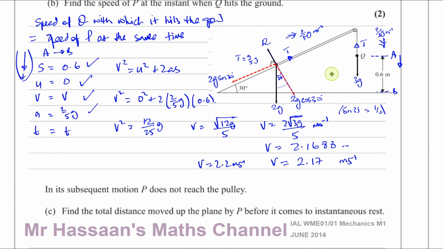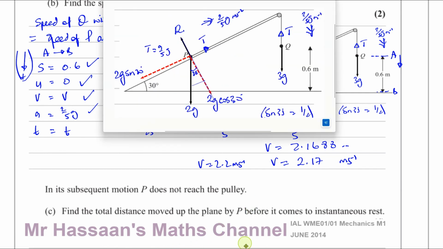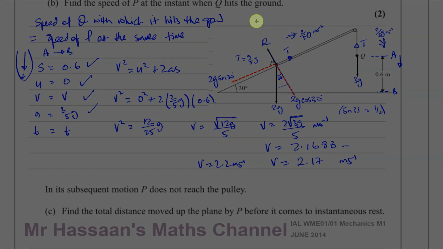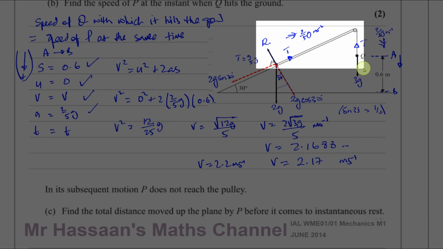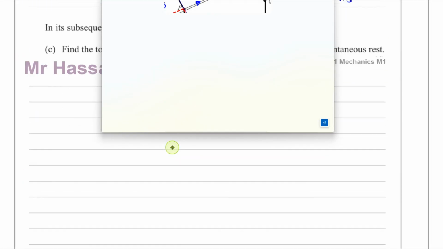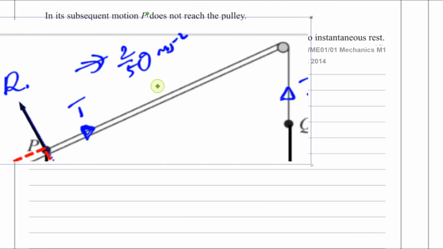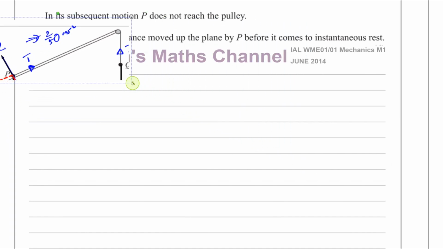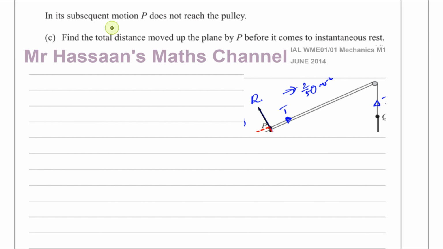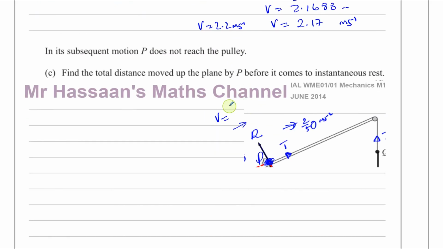So I'm going to take a portion from this. I'm going to take this bit here, take a small portion from here, and I'll paste it down here so I don't have to keep on. Okay, now let's have a look. So basically, at this point here, P is moving with a speed of root 12 G over 5. I'll keep it in this form, meters per second.